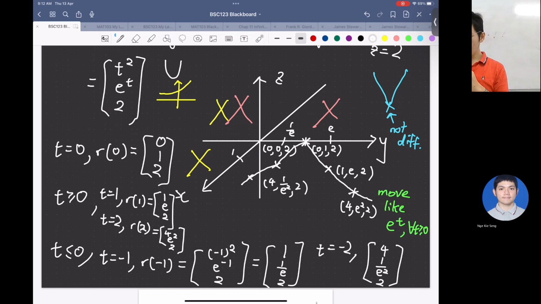Is it okay? So the question is how this other part of the curve moves. It moves like what function? Like 1 over e to the t. Or we can put a modulus here to make sure this is positive. I'm just making sure that it's positive. Let me make it consistent. So the other part moves like 1 over e^t for t less than or equal to 0.